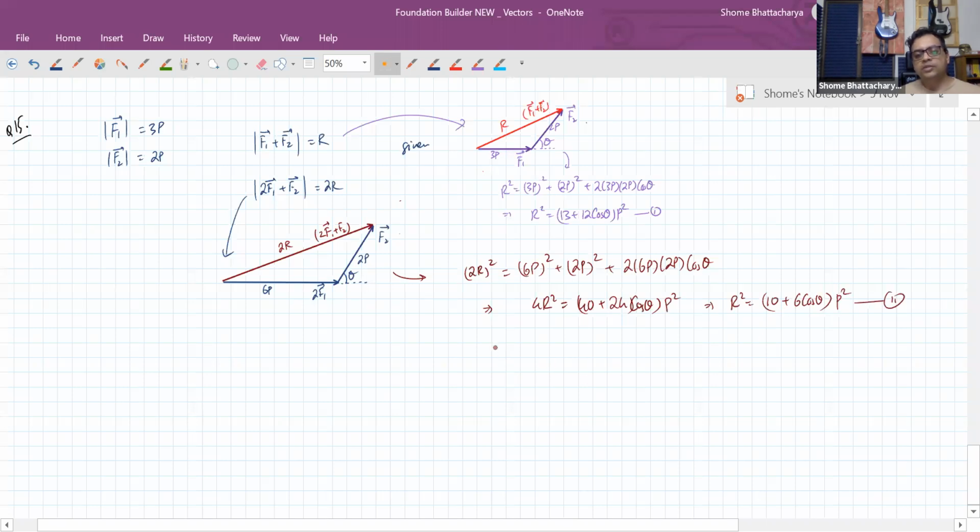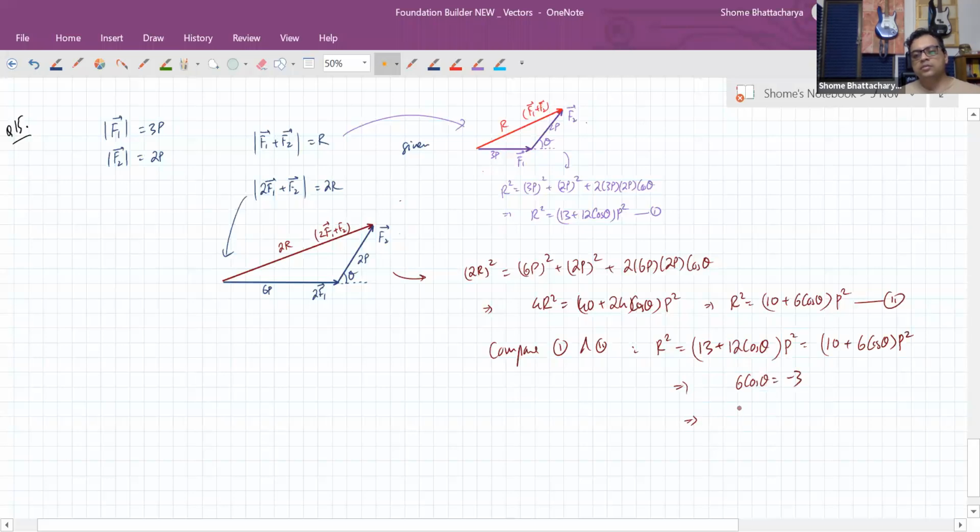Okay. Now compare equation 1 and 2. So R square, 13 plus 12 cos theta, is equal to 10 plus 6 cos theta. Okay. So you will get 6 cos theta is minus 3. So cos theta is minus half. That means theta should be 120 degrees.